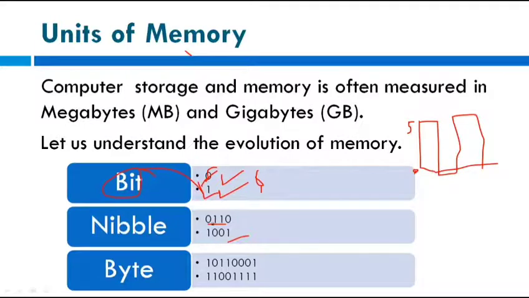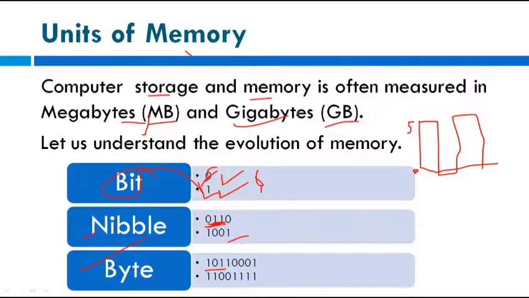Then when you have a combination of zeros and ones with 4 bits, we say it's a nibble. And when you have 8 bits in the set, it is called a byte. When this exceeds, we come to megabytes and gigabytes, which are also known as MB and GB respectively. So finally, your computer storage and memory is measured in terms of MB and GB.